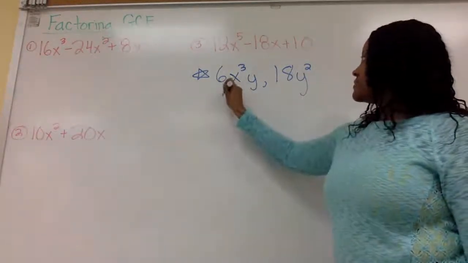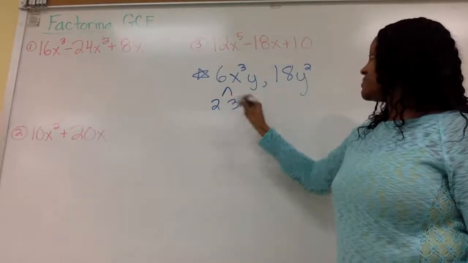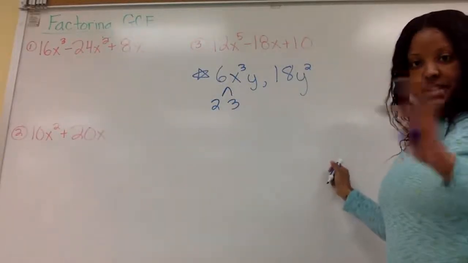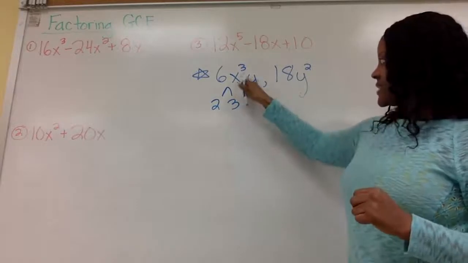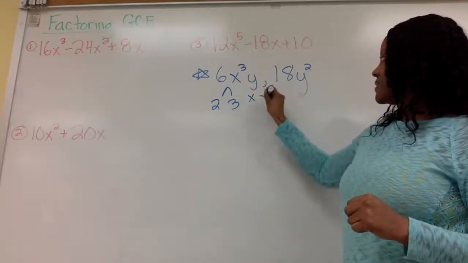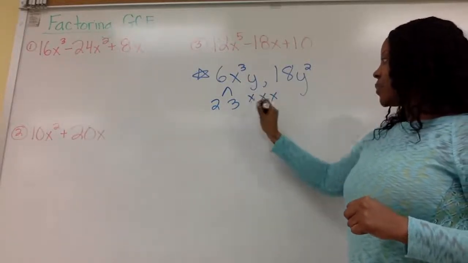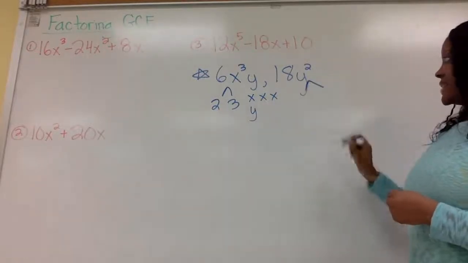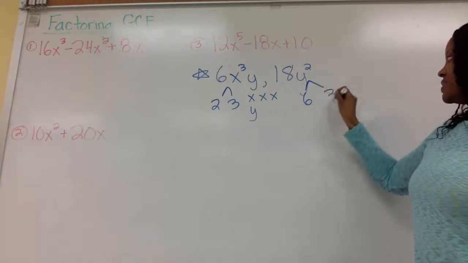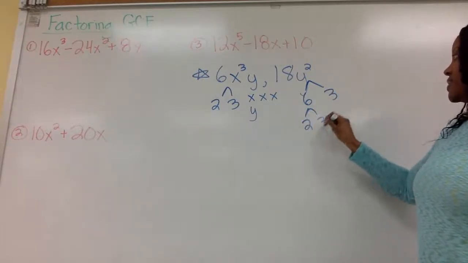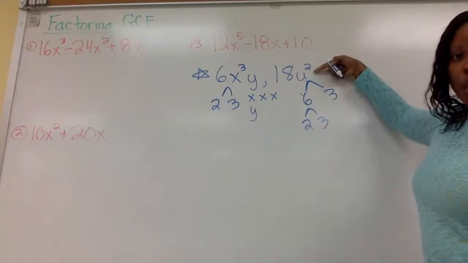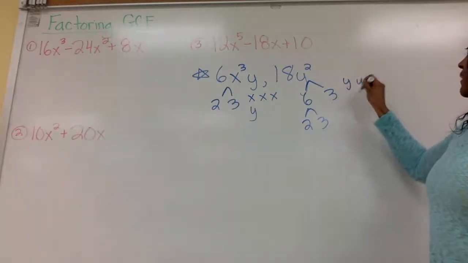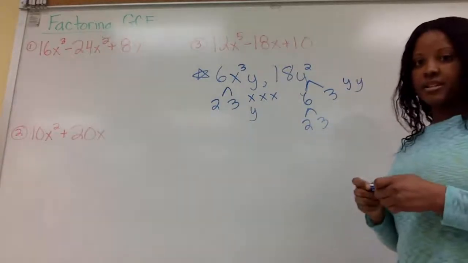So if I break this down, this gives me 2 times 3. The exponent tells you how many times to write the letter. So this is x to the third, so that is x, x, x. I got 1 y, I bring down the y. I'm going to do the same thing over here for the 18. I can do 6 and 3. It's going to be 2 and 3. And it tells me I have 2 y's, so y and y.